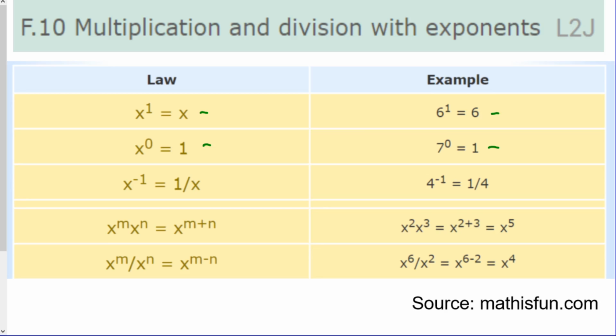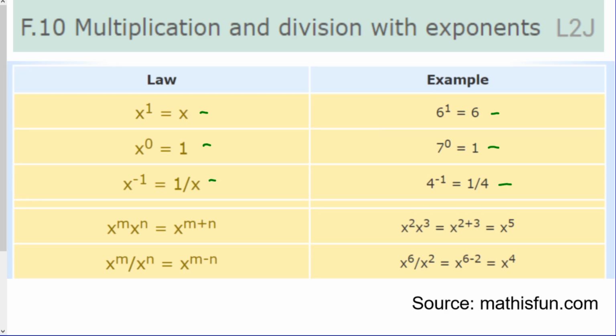Anything to a negative exponent is the reciprocal, or moved across, flipped over, moved across the division bar. So for example, 4 to the negative 1 would be 1 over 4 to the 1, which is still there. You just don't have to write it.